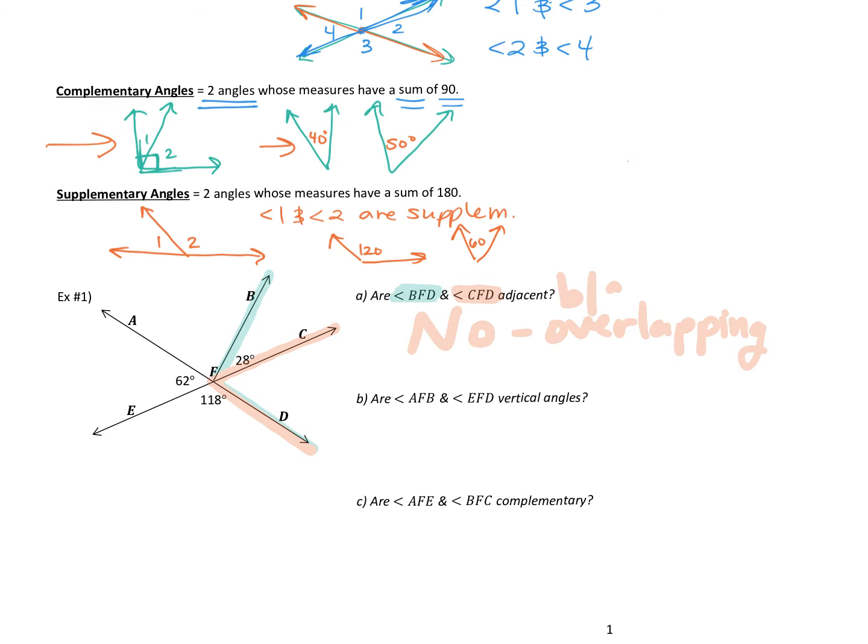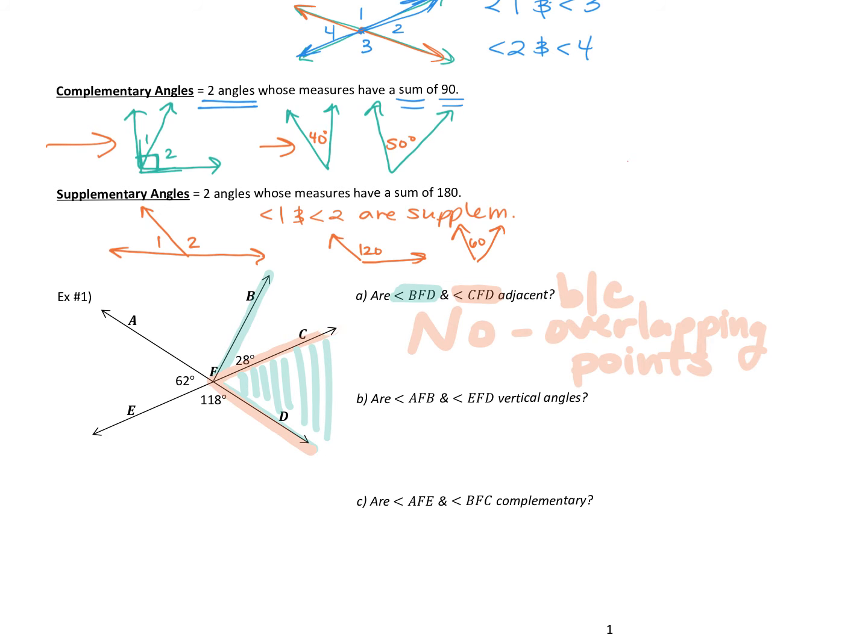We'll say because... Sorry, I should have put my highlighter away and gotten out a pen, but those are not considered adjacent. Yes, they share a ray. Yes, they share a vertex, but they also share all of this stuff, right? That portion of the angle is in both of our angles, and they cannot share like that, okay?